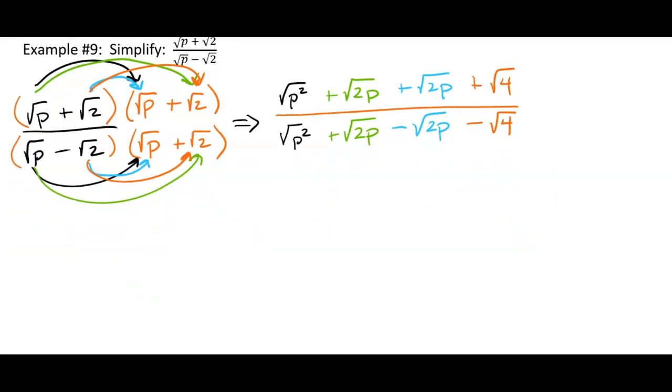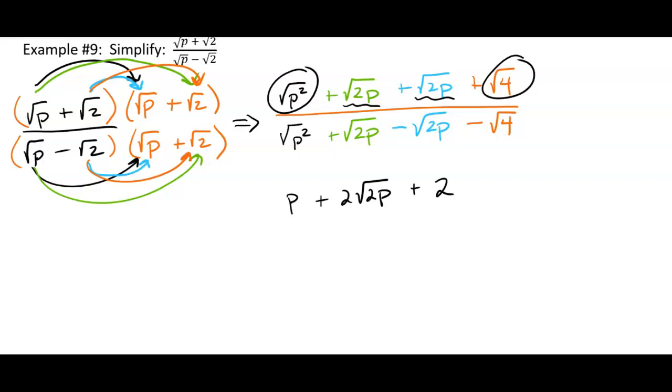Square root of p squared, that's just p. Now I have the square root of 2p, and I have another square root of 2p. So 1 plus 1 is 2. So that's 2 square root 2p. Those are like radicals. Those got to be combined. Plus, and then what's the square root of 4? 2. So I would probably just leave it like that in the numerator.